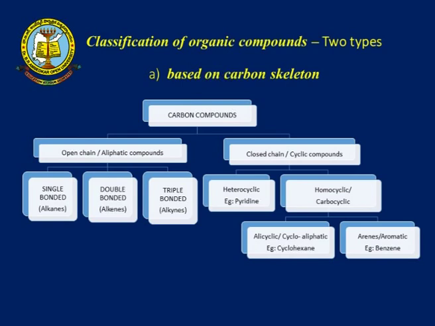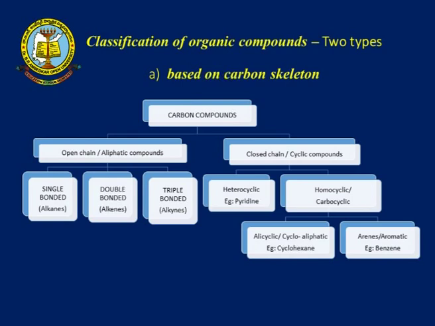Open compounds are very simple, long chain like compounds. They are again of 3 types: compounds containing single bonds, compounds containing double bonds, and compounds containing triple bonds. Compounds having single bonds are generally known as alkanes. Compounds containing double bonds are generally known as alkenes, and the compounds with the triple bonds are generally known as alkynes.